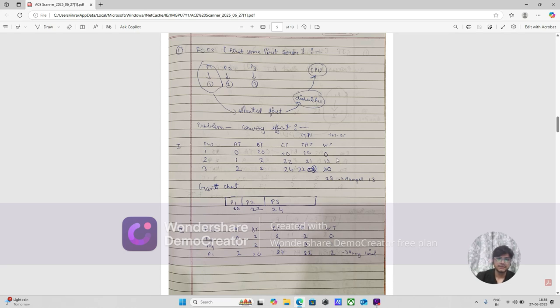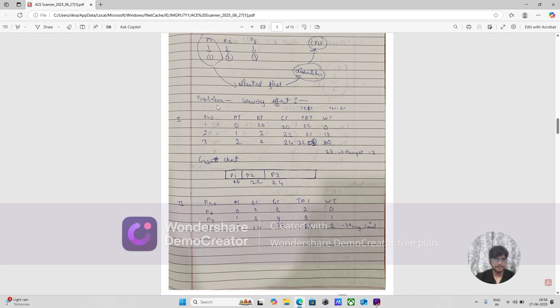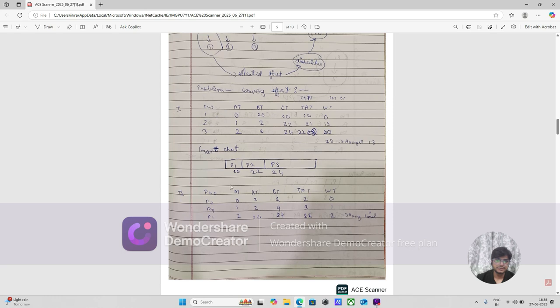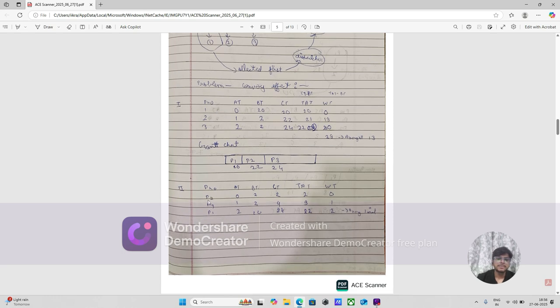This is the example I have explained. Now I am going to explain what the convoy effect is. Suppose you take P1 as the last burst, or the largest burst. In this, what is happening? First I will explain this, then I am going to explain what the convoy effect is.